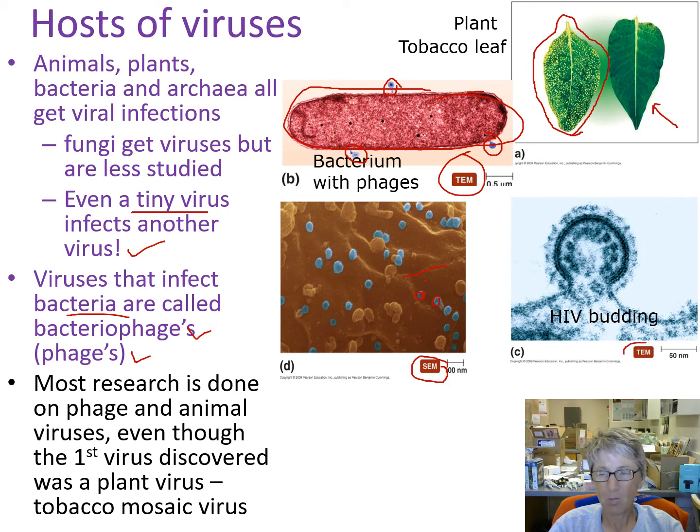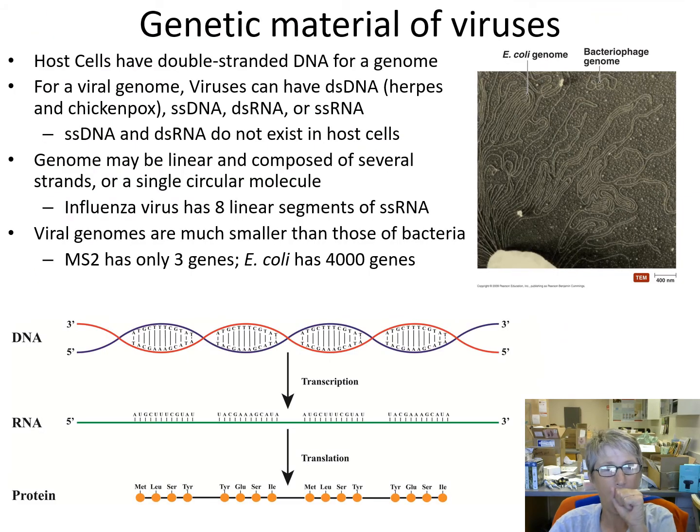And here's a transmission electron micrograph of HIV budding off of the cell that it infected. This is genetic material of viruses. So first of all, I want to just go over the central dogma of biology: DNA, and here's a cartoon of DNA, the double helix with A, T, C, and G, makes RNA, and then RNA makes protein.